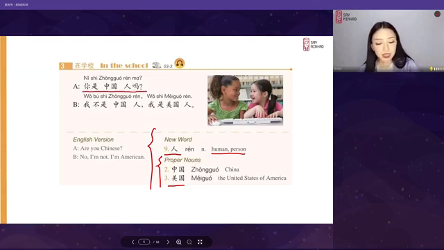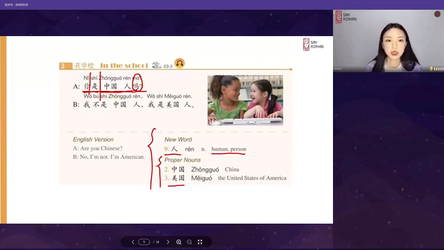Okay, now let's see the text. First sentence. 你是中国人吗？ We see there is a ma, then this is a question. Now let's see the structure of it. First, 你 you. 是 means to be. You are. 你是 you are. 中国人 Chinese. So the sentence is 你是中国人吗？ Are you Chinese? Are you Chinese?